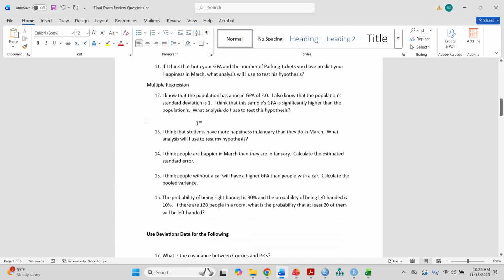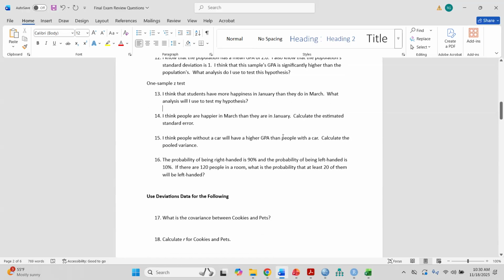All right. I know that the population has a mean GPA of 2.0. I also know that the population standard deviation is 1. I think that this sample's GPA is significantly higher than the population's. Which analysis do I use? Well, if you've got the population mean and population standard deviation, that's going to be a one sample Z test, right? One sample Z test.